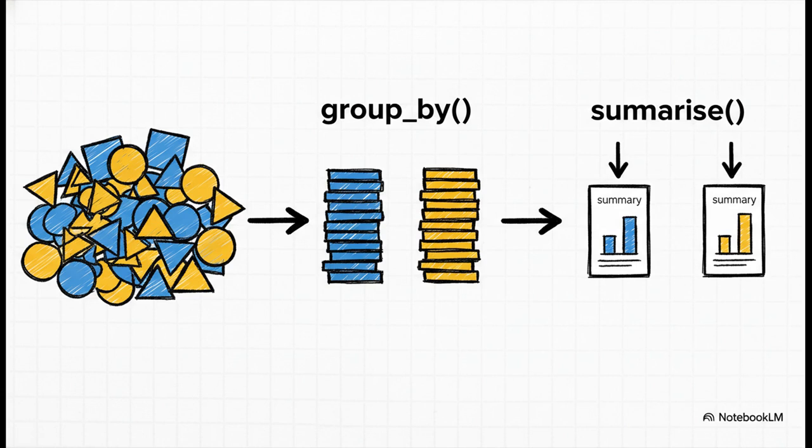Now this is where things get really cool. When you combine group_by and summarize, it's a one-two punch for getting insights. First, you use group_by to split your data into groups. Imagine sorting a deck of cards by suit. Here, we could group our students by their class.